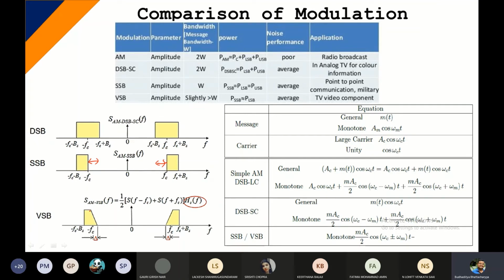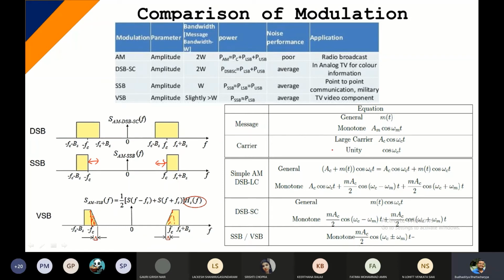And you can see the VSB, what is happening is the same thing: this portion is fine, but the portion that you are looking at as a small little triangle over here is nothing but a portion of the LSB that has come in because of the VSB process.